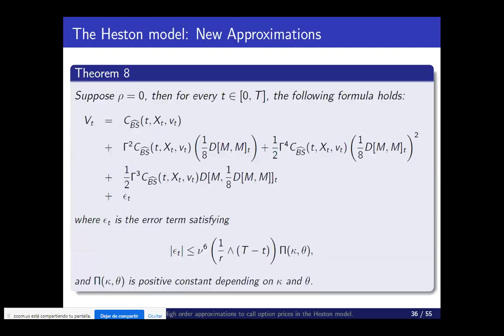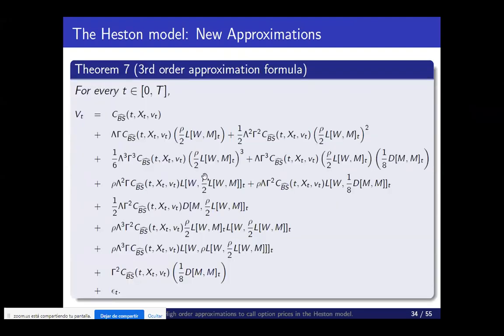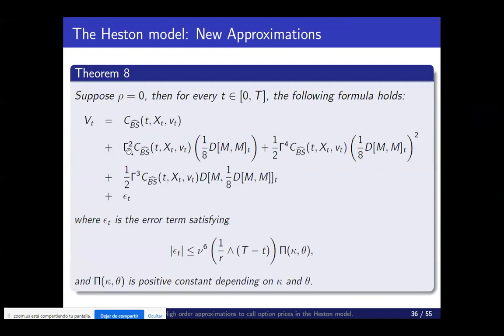Okay, there is another one, where we're going to see what happens when rho is equal to zero, just to simplify the calculus a little bit, because we have seen that a lot of terms are appearing here. And here we can see that we have the Ito-Taylor decomposition of this term, okay? And this term here also appears.